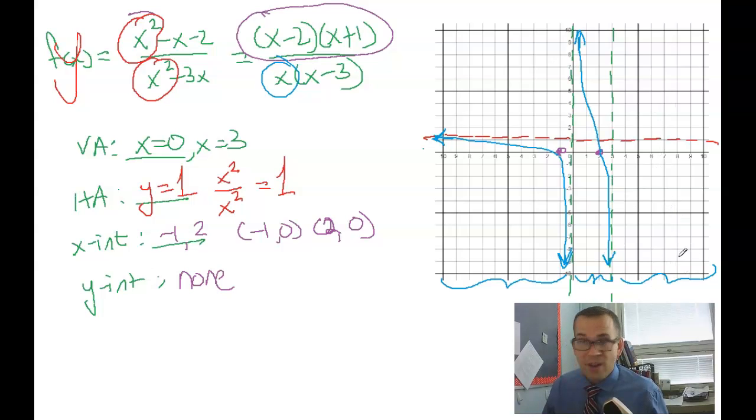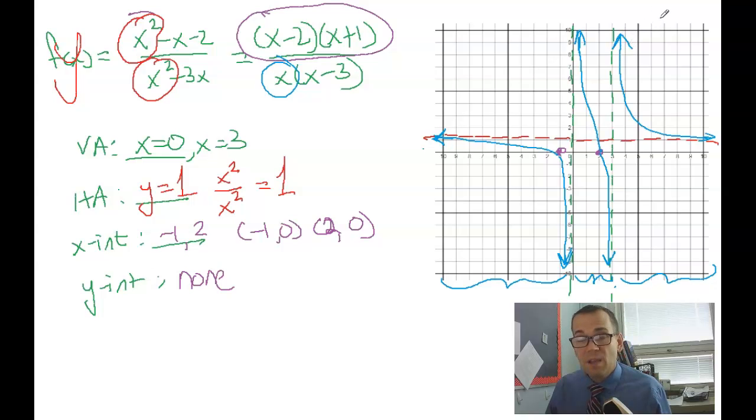Now this third region, I don't have any clues to help me. There's no points to guide me whatsoever. I do know that as I go far away from 0, I've got to hit this horizontal asymptote. And I do know that as I approach the vertical asymptote, I've either got to veer up or veer down. And I can't really veer down, because if I veer down, I'm crossing the x-axis, and there's no x-intercept, so I can't do that. So it's going to have to look something like this.